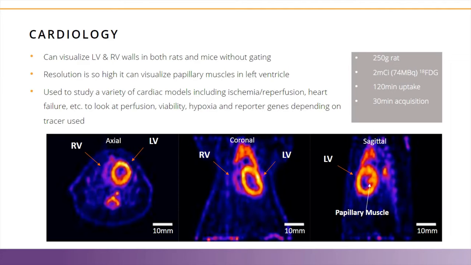In this example, the rats were injected with FDG to look at the metabolic activity of the myocardium. The heart muscle, as we know, works hard and continuously to keep the animal alive. In these images, we can see the wall of the left and right ventricle. The difference in metabolic activity of these walls is clearly seen. The high resolution of these systems even allows the visualization of the small structures in the left ventricle called the papillary muscles. These are important in landmarking within the heart, but also function to allow the mitral valve to open and close properly.